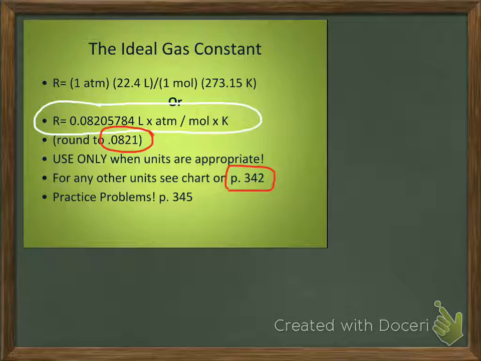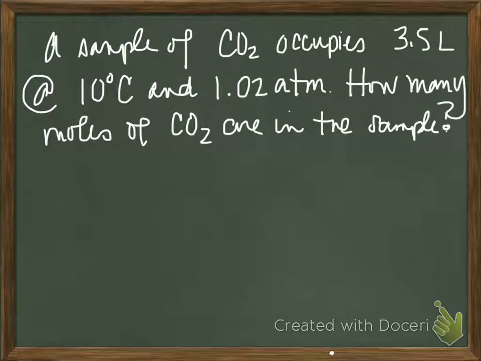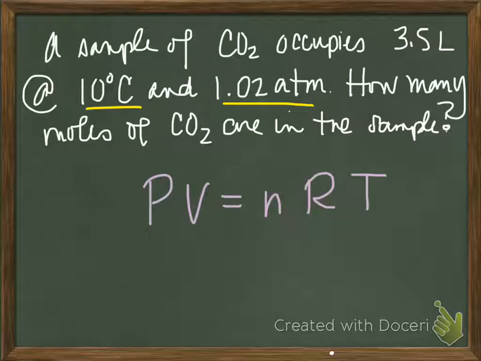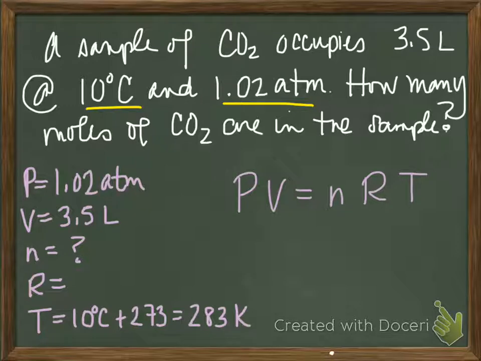Let's look at an ideal gas law problem. A sample of CO2 occupies 3.5 liters at 10 degrees Celsius and 1.02 atms. How many moles of CO2 are in the sample? Note that this is not at STP. If it was at STP, we could just use the 22.4 liter conversion factor, but it's not. So we need to use the ideal gas law. PV equals nRT. Let's list our variables. This is very reminiscent of the combined gas law. I've listed my pressure, volume, and temperature. The number of moles, or n, is what we're going to be solving for.